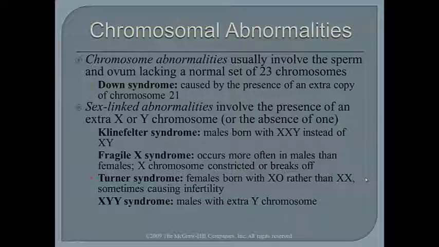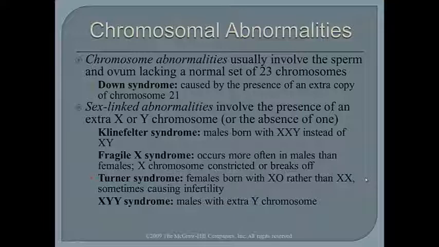Fragile X syndrome occurs more often in males than in females. This happens when the X chromosome breaks off. The consequences of Fragile X include mental deficiency. Turner syndrome occurs when females are born with XO rather than XX, sometimes causing infertility. This occurs in 1 in 2,500 births. Affected individuals have short, webbed necks, trouble with spatial relationships, in that they have trouble drawing pictures or telling left from right, and difficulty in math.